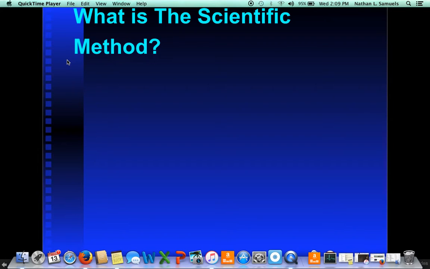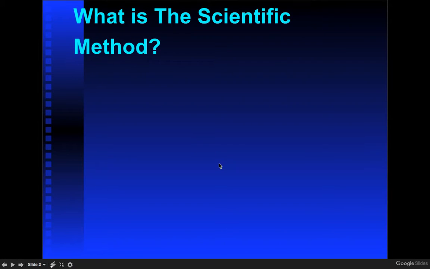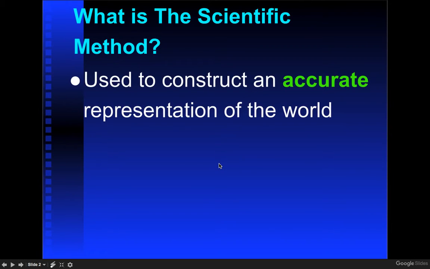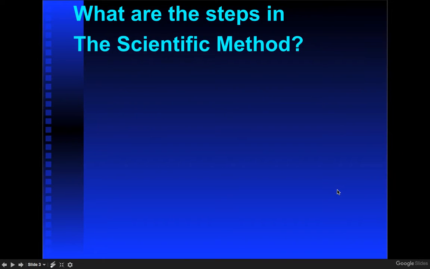Mr. Samuels here today to answer the question, what is the scientific method? The scientific method is used to construct an accurate representation of the world. I highlight the word accurate because, contrary to popular belief, it can't really be used to prove anything. It just helps us get a better picture of the world around us.